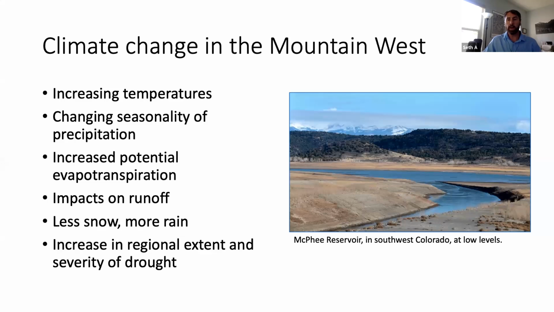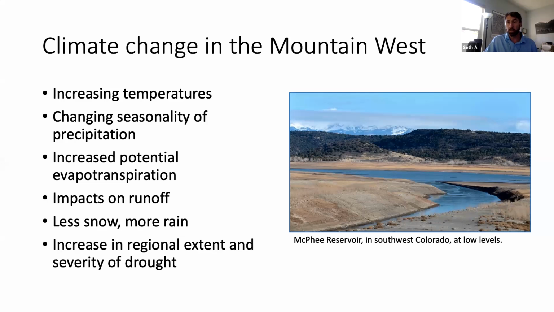So before I start, I just want to give a little bit of an overview of what we'll be talking about. Overall, we're talking about climate change in the Mountain West. What are climate models going to tell us about what future climate looks like from a sense of basic climate parameters, and then how that might play out in aspects of water supply, snow, and drought.